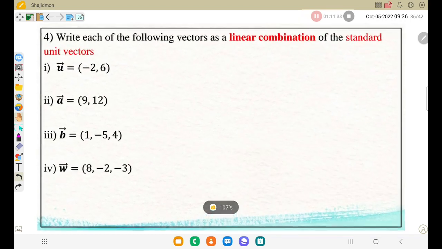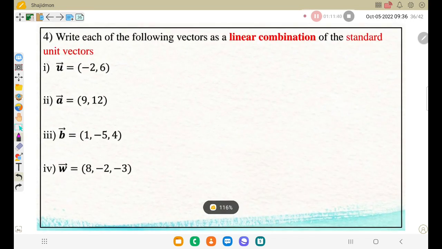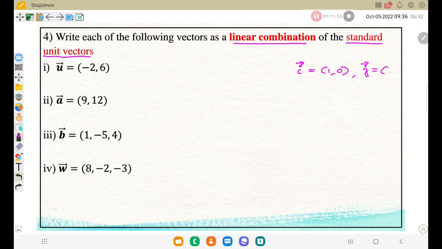Question number 4. Write the following vectors as a linear combination of standard unit vectors. You know what the standard unit vectors are, correct? Vector i means (1, 0). Vector j means (0, 1). These are the standard unit vectors in the plane. In space, what are the unit vectors? Vector i equals (1, 0, 0). Vector j means (0, 1, 0). And vector k means (0, 0, 1).